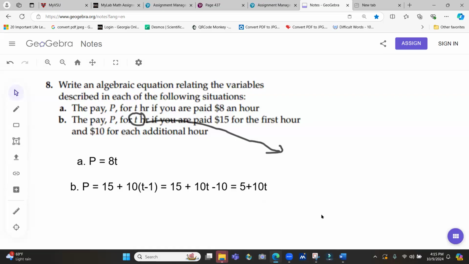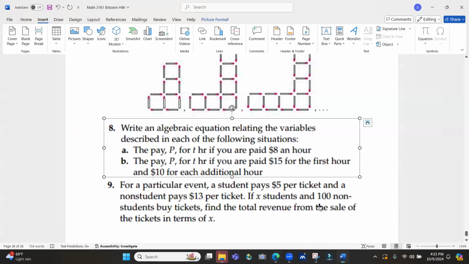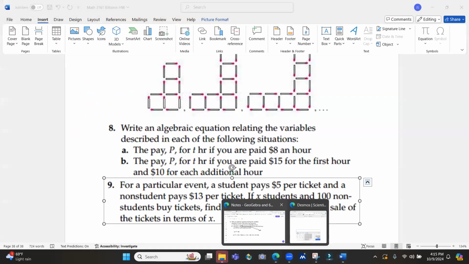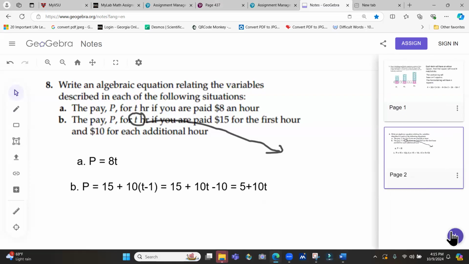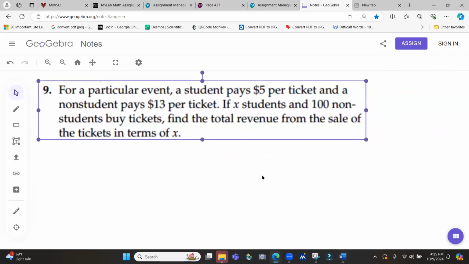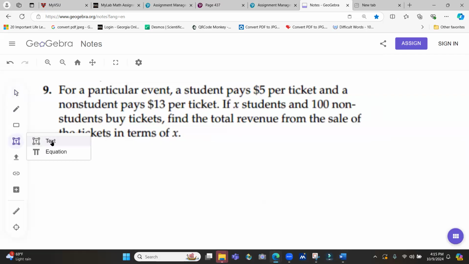All right, let's see. What else is going on? I don't think this one is a bad one. Okay. For a particular event, a student pays $5 per ticket and a non-student pays $13 per ticket. If X students and 100 non-students buy tickets, find the total revenue. Revenue means how much money they make, how much money they get.